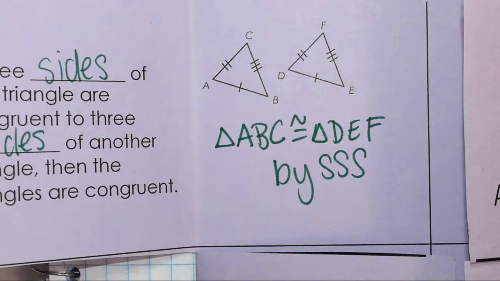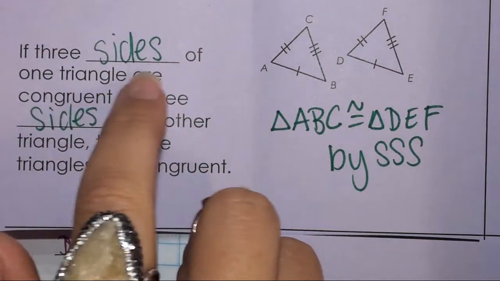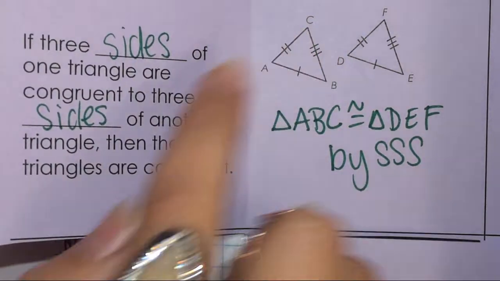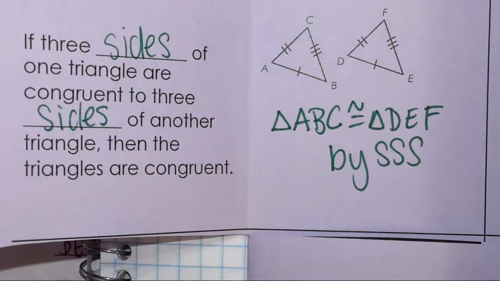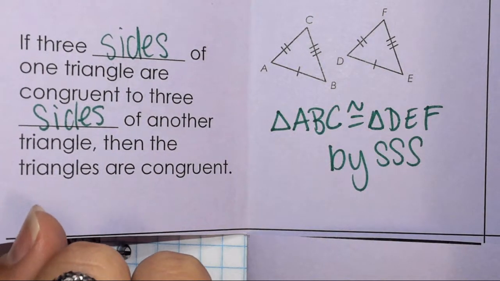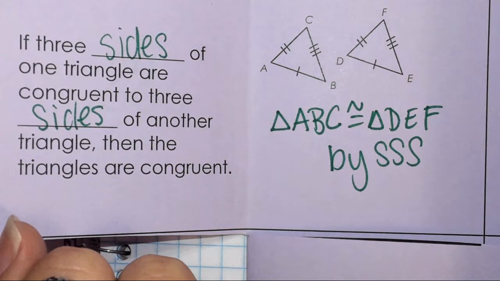Sides. It says sides. Let's walk through it one more time in case we're confused. If three sides of one triangle are congruent to three sides of another triangle, then the triangles are congruent. Is everybody with me?